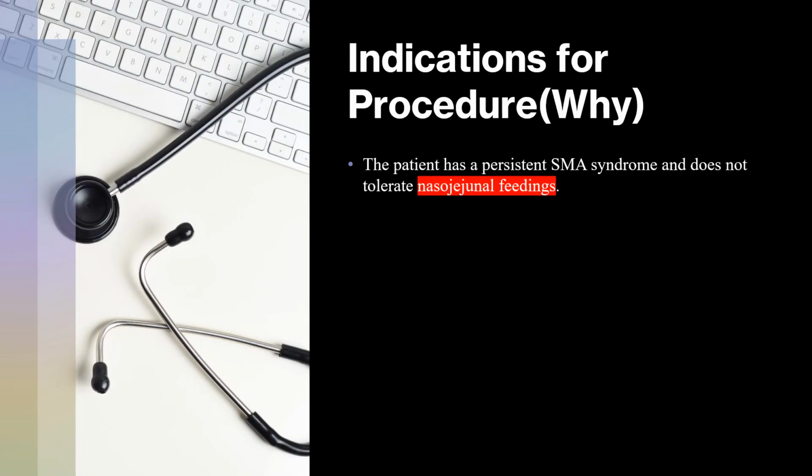So what are our indications for the procedure? Again, this ties in with our diagnosis as well. The patient has persistent SMA syndrome and does not tolerate nasojejunal feedings. So this is why the surgeon decided to go to the OR to rectify this particular issue.